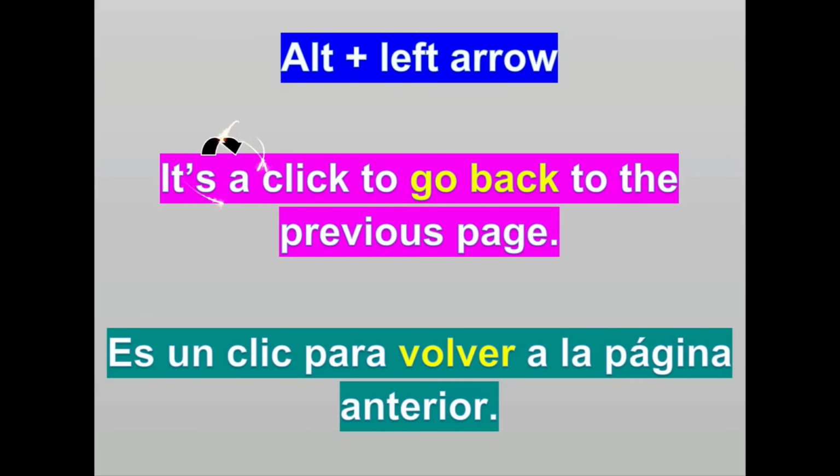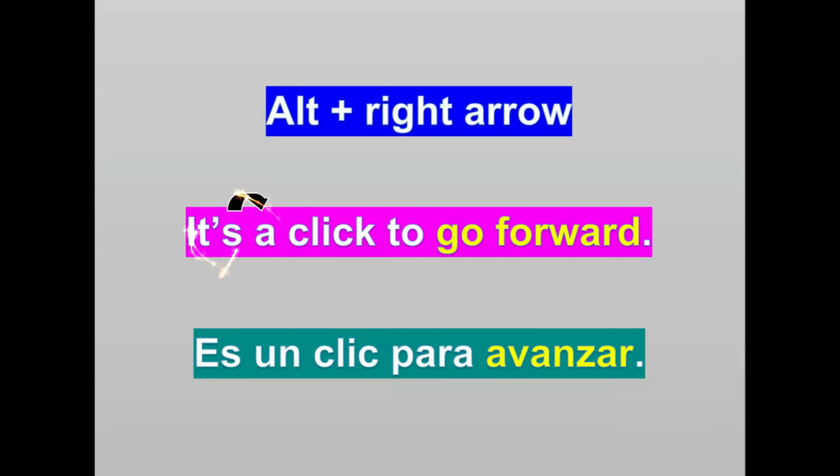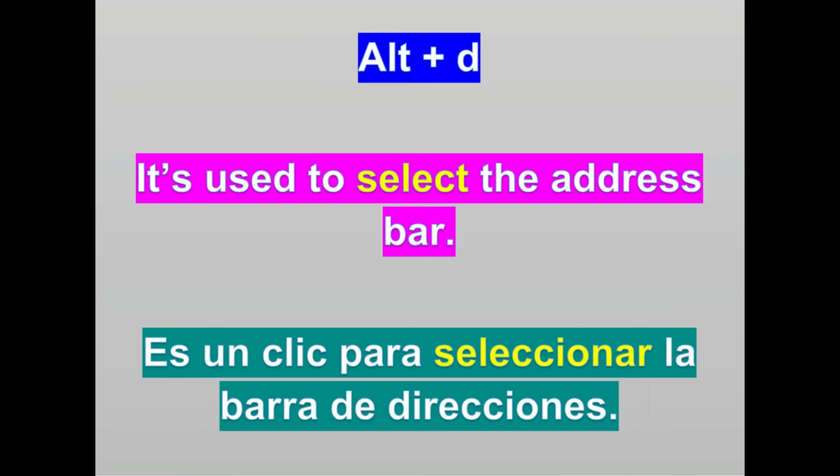Alt plus left arrow is a click to go back to the previous page. Alt plus right arrow is a click to go forward. Alt plus D is used to select the address bar.